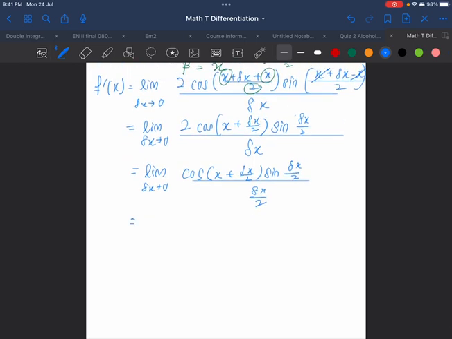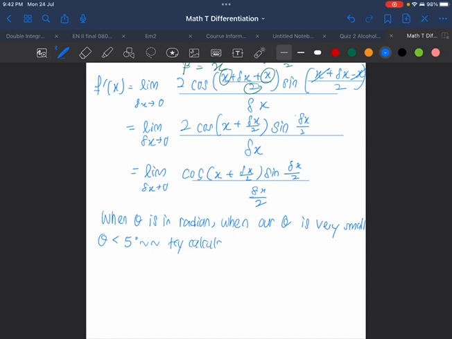So now we know that when delta is in radians and is very small, sin theta almost approaches theta. You can try your calculator. You can try calculating sine of, let's say, 5 degrees, and it will be almost the same value as the angle itself.